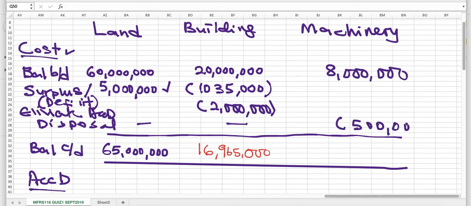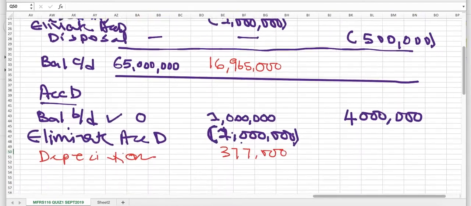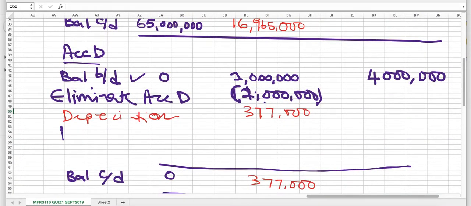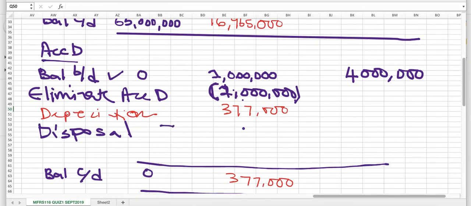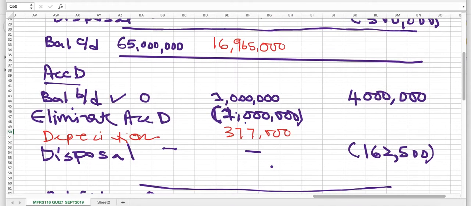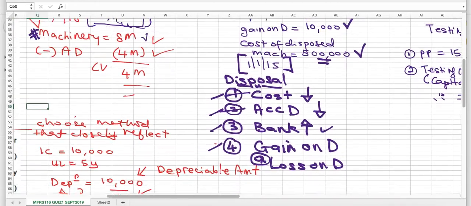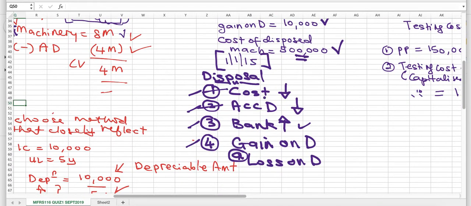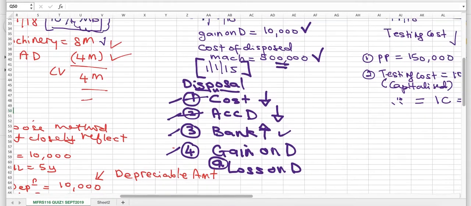500,000. Okay, you less cost and then you less the accumulated disposal here as well. Okay, so disposal here is 162,500. Minus, don't forget the minus, the bracket because you less. Okay, so that's done for the disposal. Bank ni tak effect, gain pun tak effect. Dia pergi tempat lain.